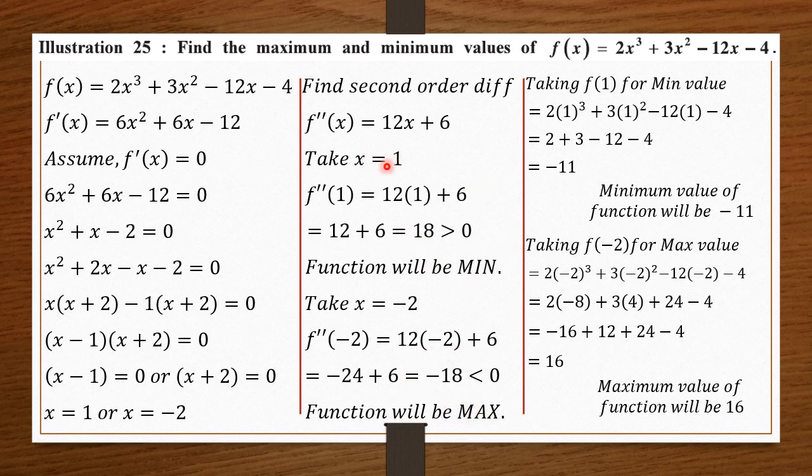If the answer is negative, it will be maximum. So x is equal to 1 will give us the minimum answer and x is equal to -2 will give us the maximum answer. So this x is equal to 1 will be put into the original equation to get the minimum function, and then x is equal to -2 will be put in our original equation to get the maximum function. So this is how one of the biggest sums of this chapter is solved.